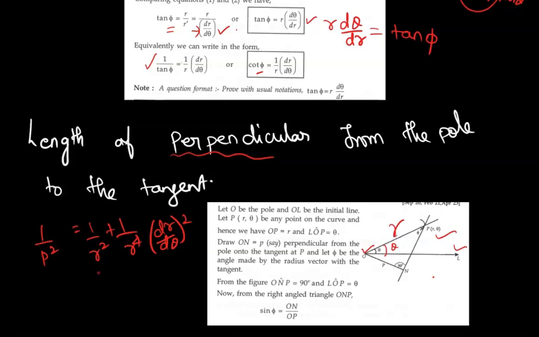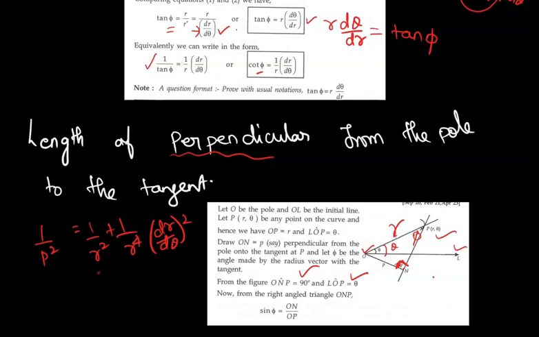And now I'm going to draw a perpendicular here. It should be perpendicular from the pole. If I draw a line to this, it should be perpendicular to it. So, perpendicular from the pole to the tangent at P, and let phi be the angle made by the radius vector with the tangent. This angle is phi, and this should be perpendicular, that is 90 degrees. So angle ONP is 90 degrees and angle LOP is theta, same thing.